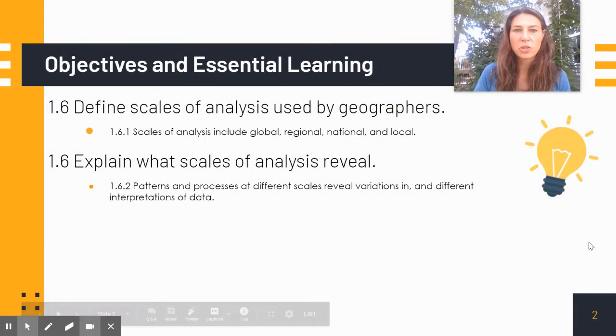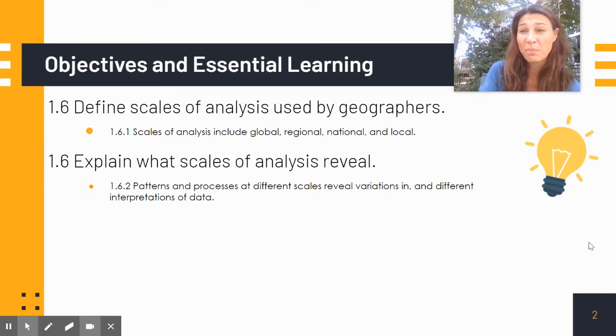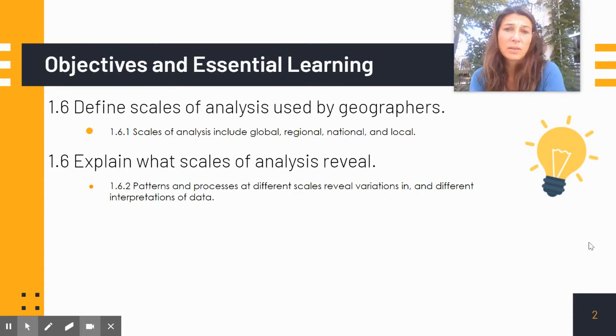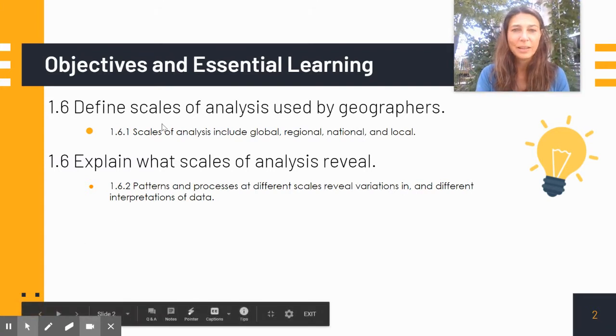Okay, so the two learning objectives that you should be able to demonstrate your learning after we're done with this presentation, or maybe after the next couple of days: you need to be able to define scales of analysis used by geographers. We'll talk about that. And you need to explain what scales of analysis reveal. That's actually the really fun part about this learning target. This first part can be a little bit more of a challenge.